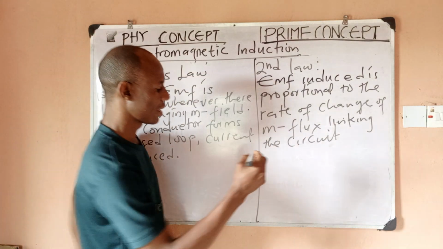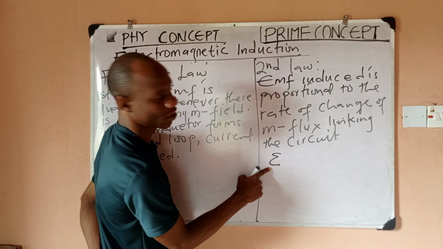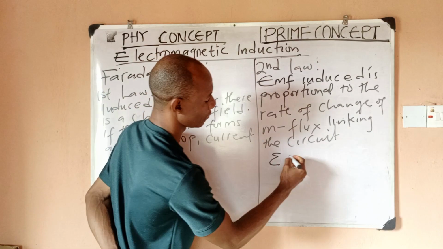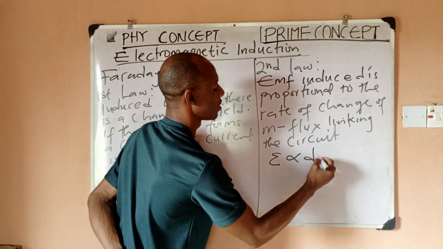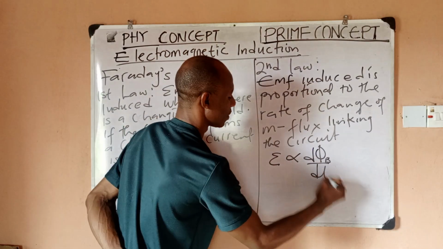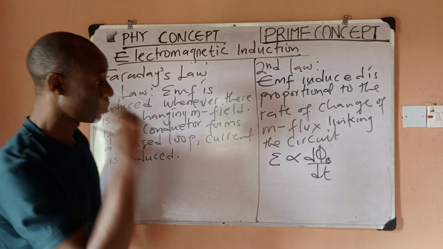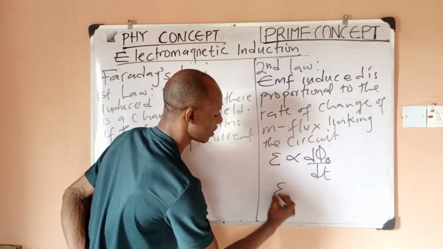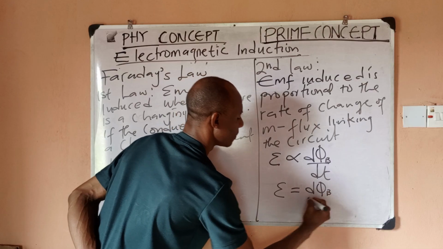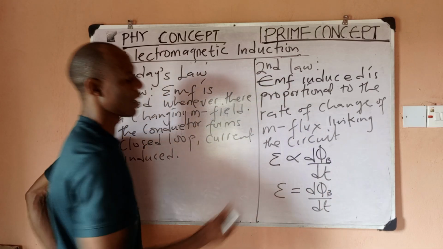Now, what is the mathematical relationship? We use this to denote EMF. So the mathematical relationship is EMF proportional to the rate of change of magnetic flux, right? So this is the mathematical relationship. If you remove the proportionality sign, we can just say that the EMF is dΦB/dt. So this is Faraday's law.